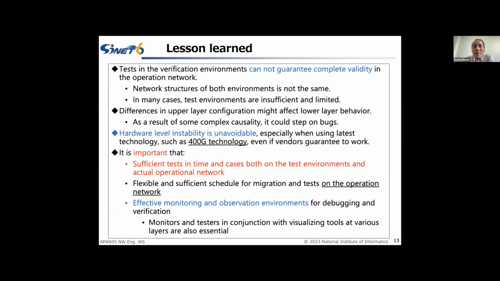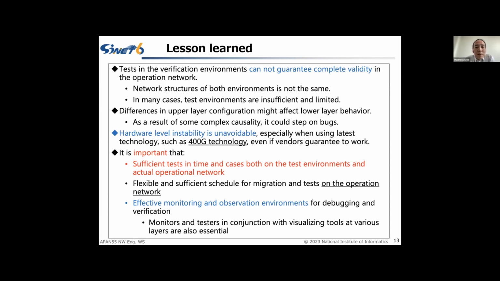This is a lesson learned about the installations. You may think that it is very general and does not need to be said, but we recognize the importance of this point. Please let me explain. First, tests in the verification environment cannot guarantee complete validity in the operation network. Of course, the network structure of both environments is not the same, and in many cases, test environments are insufficient and limited. So the second point is a little technical.